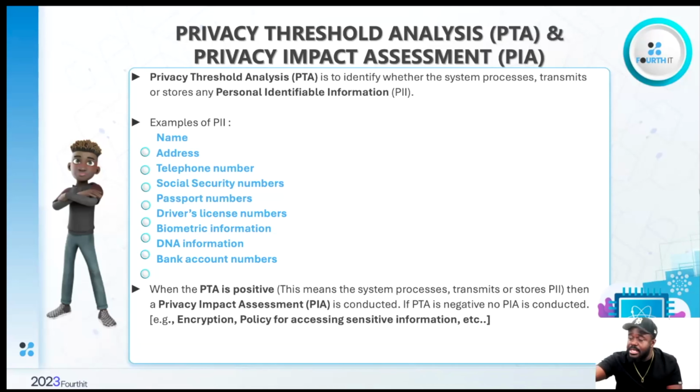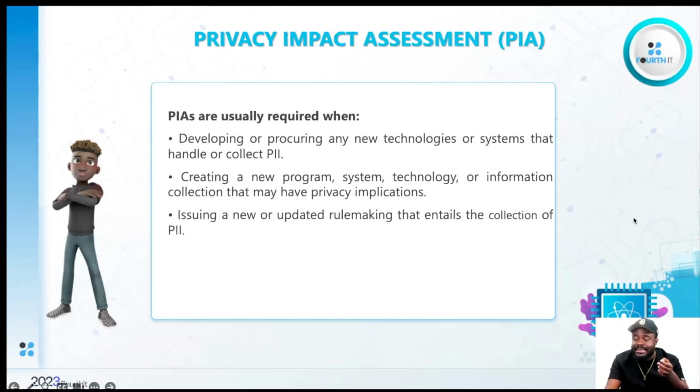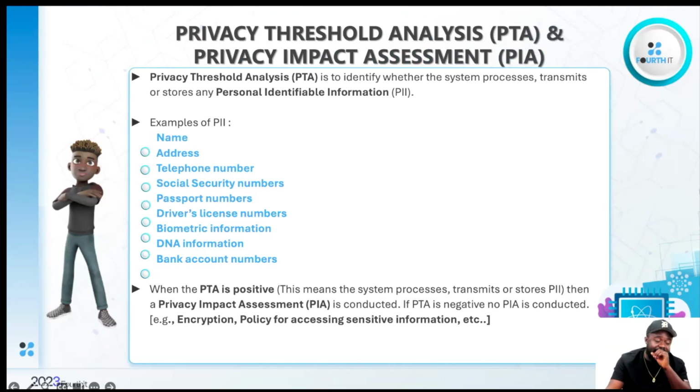The reason for us doing this is to identify whether the system that we are talking about is going to process or transmit PI. And what is PI? Personally identifiable information. So what we are saying is that we don't know if our system is going to process PI, but we want to do the PTA to be able to know. If our system is going to process PI, then we do what we call a PIA, Privacy Impact Assessment.